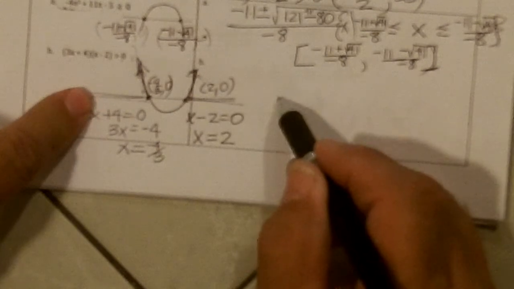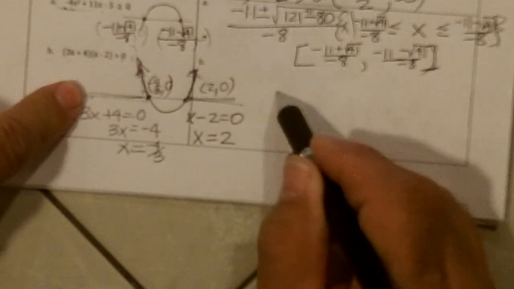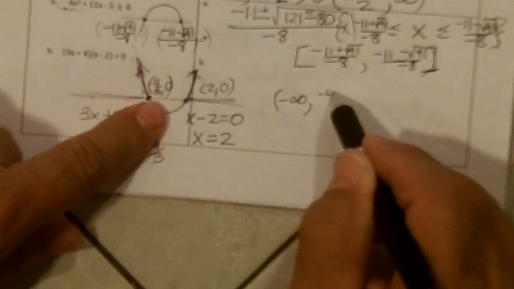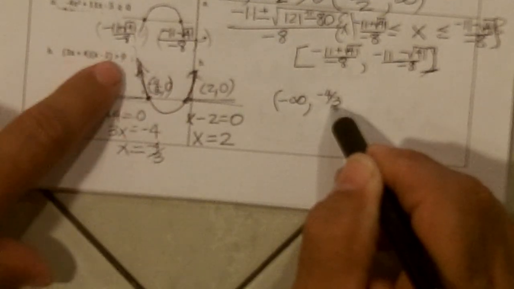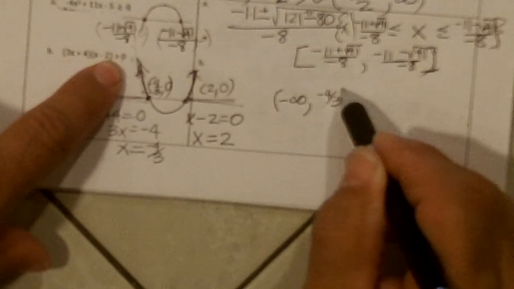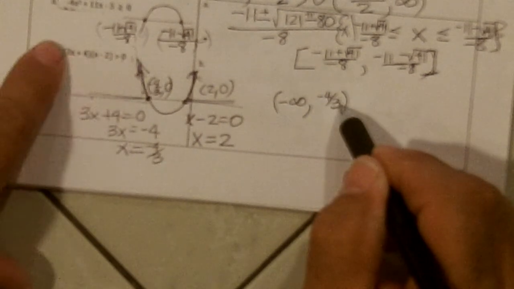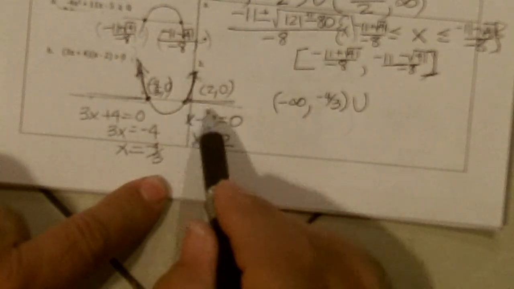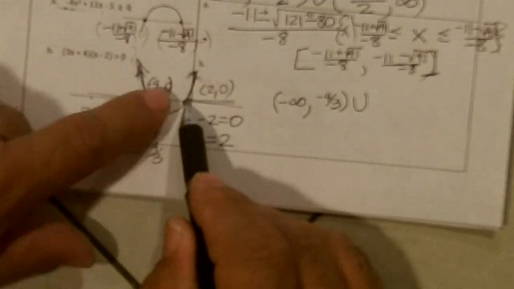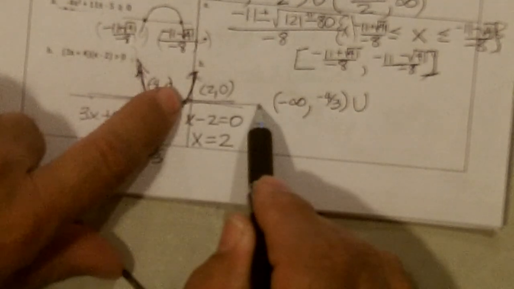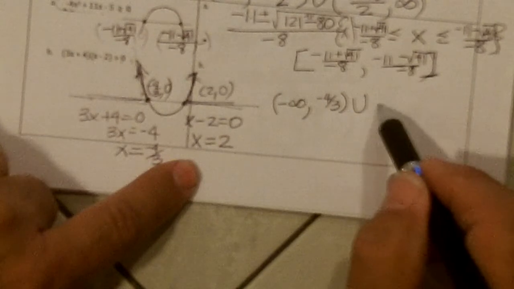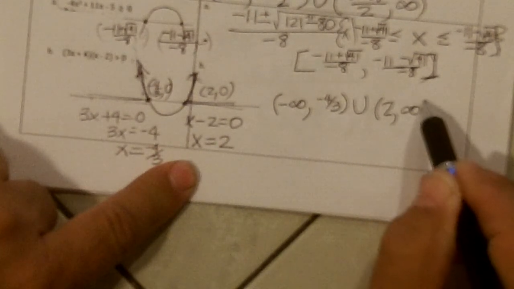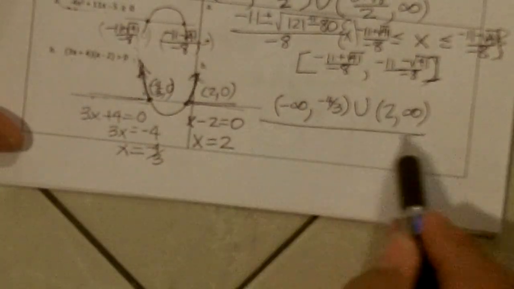So in interval notation, I would write from negative infinity up to negative 4/3. Since it can't be equal, I'll use an open parenthesis because negative 4/3 would make this equal to 0. Union from 2, x equals 2, and x bigger than that, this quantity would be greater than 0, so I'm going to write from 2 to infinity. And there's the solution to that one.